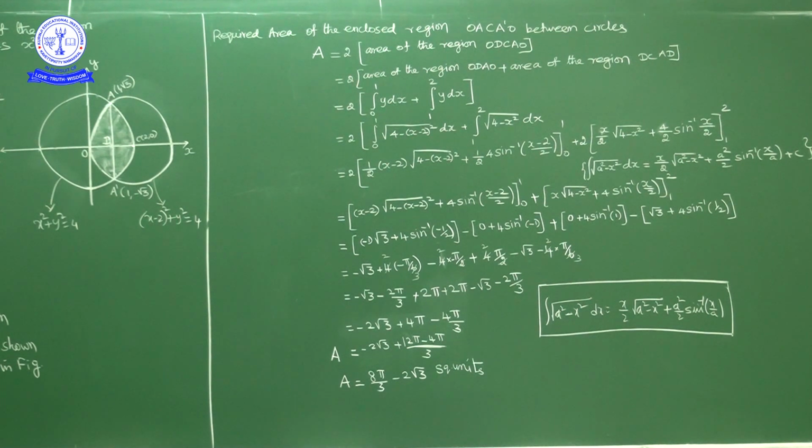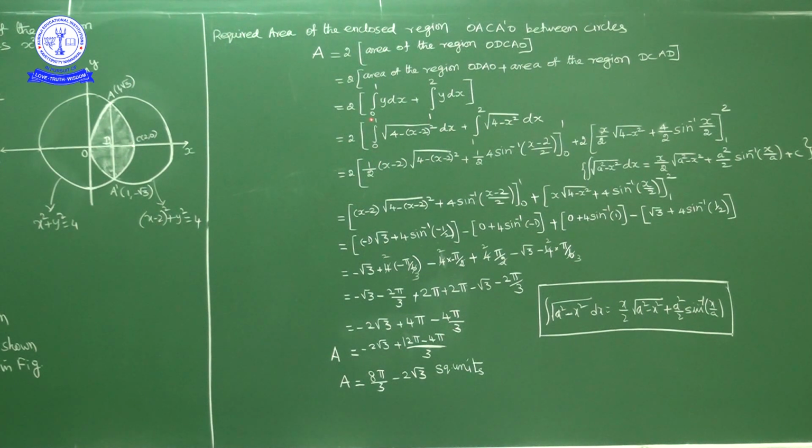Now we have a formula: integral square root of a square minus x square dx is equal to x by 2 into square root of a square minus x square plus a square by 2 into sin inverse of x by a plus c. Here we are using a definite integral, so I am not writing c there. So using that formula, first we will focus on the first part.